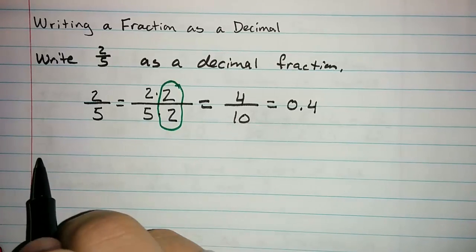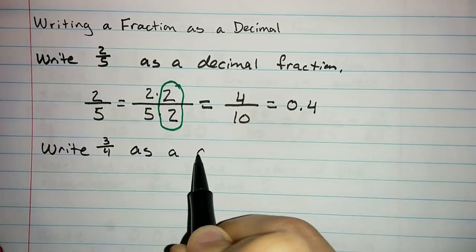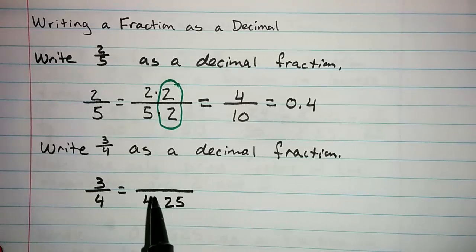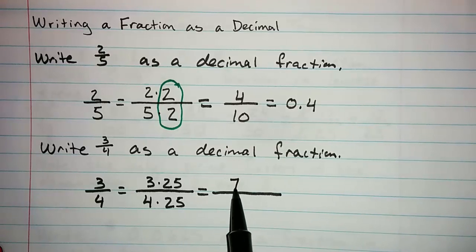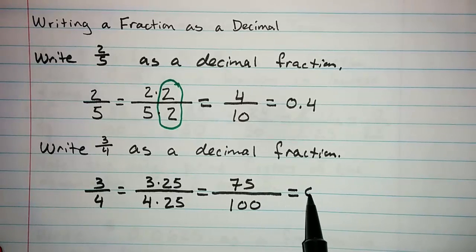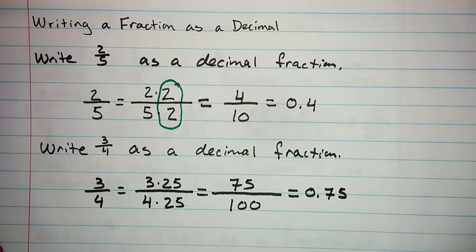Suppose, for example, we want to write 3/4 as a decimal fraction. Here the number we want is 25, believe it or not. Vending machine math tells me 3 times 25 is 75. 4 times 25 is 100. So this is the decimal fraction 0.75. Again, 2 digits to the right of the decimal point. How am I deciding what to multiply by?